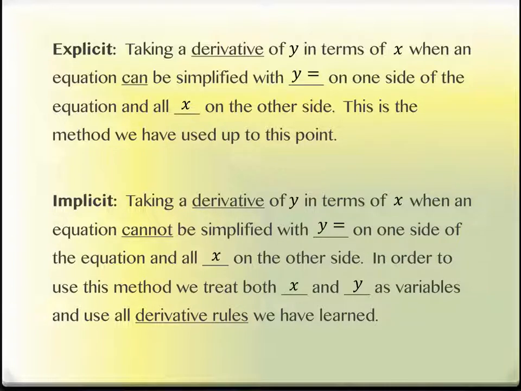So this is taking a derivative of y in terms of x when an equation cannot be simplified with y equals on one side of the equation and all the x's on the other side. In order to use this method, we treat x and y both as variables, and all the derivative rules that we've already used, we keep using. So there are no new rules, they're just being used in a different way. Okay?